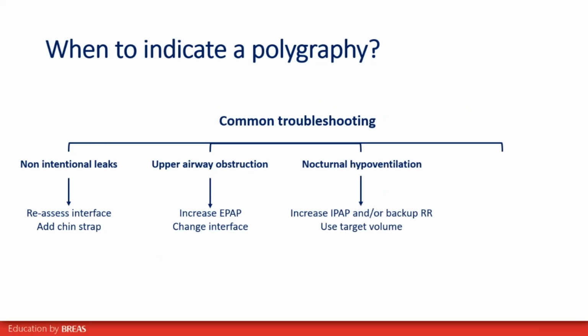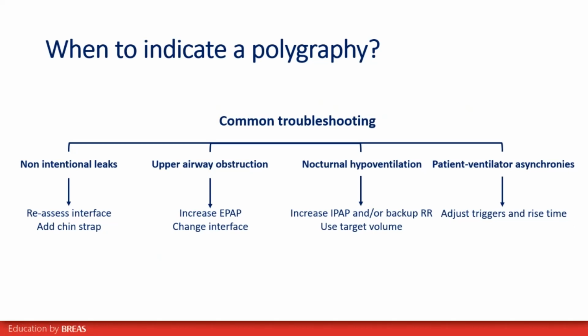The third one is probably the persistence of a nocturnal hypoventilation that we can probably detect by a nocturnal oximetry or transcutaneous capnography. And in this case, we should increase IPAP or increase the backup respiratory rate or use a target volume. And the last one are patient ventilator asynchronies, which are very common in NIV. And in this case, we should adjust the triggers and sometimes the rise time.